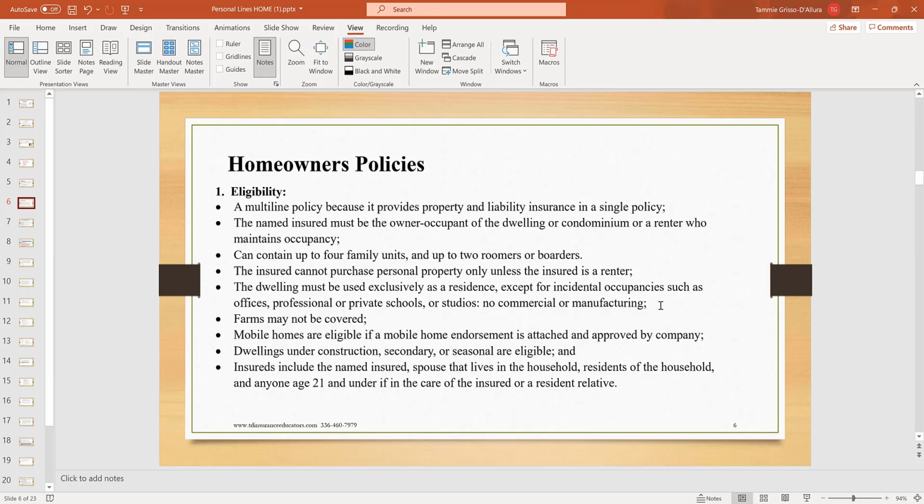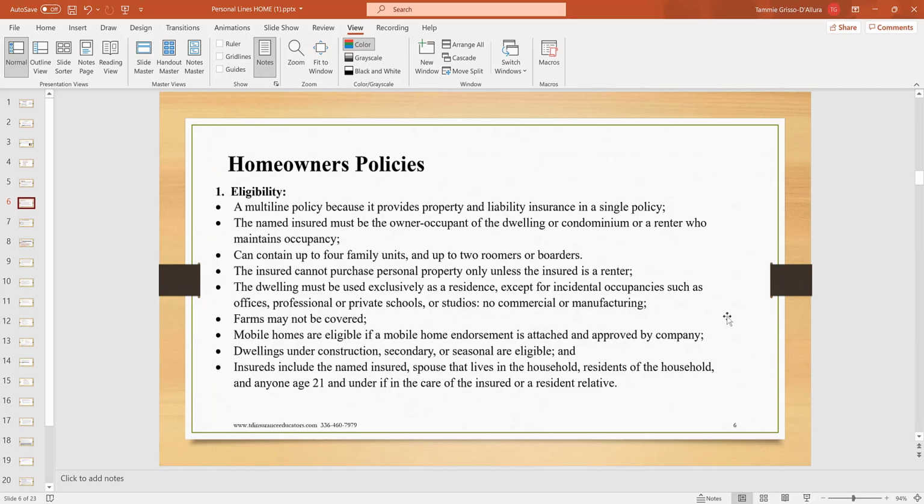Now, most companies will not let you put mobile homes on a homeowner policy. Usually they want mobile homes on their own mobile home policy. But there are some situations where you could have a mobile home if a company approves it. Company has to say, yes, we're okay with putting these mobile homes on our homeowner policy. So the company will approve it, and then they will put an endorsement on the homeowner policy, which basically says, hey, we are insuring this under homeowner form, and this is a mobile home.